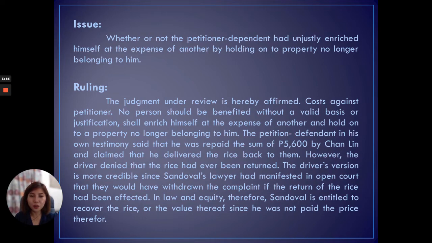No person should be benefited without a valid basis or justification, shall enrich himself at the expense of another, and hold on to a property no longer belonging to him. The petitioner-defendant in his own testimony said that he was repaid the sum of 5,600 by Chanlin and claimed that he delivered the rice back to them. However, the driver denied that the rice had been returned. The driver's version is more credible since Sandoval's lawyer had manifested in open court that they would have withdrawn the complaint if the return of the rice had been effected. In law and equity, therefore, Sandoval is entitled to recover the rice or the value thereof, since he was not paid the price therefor.